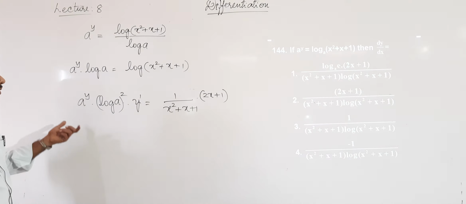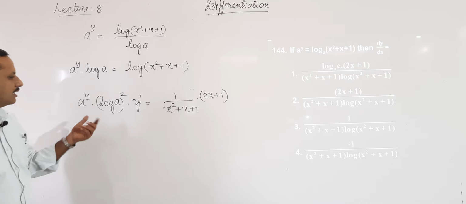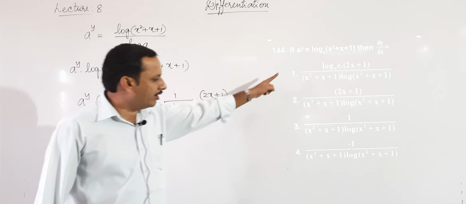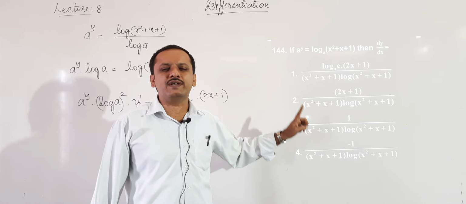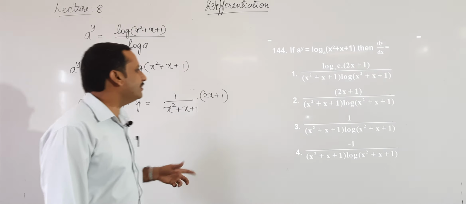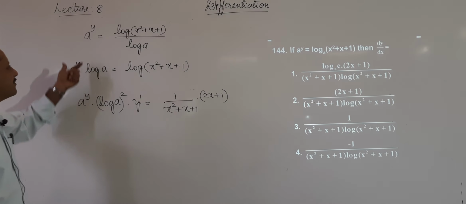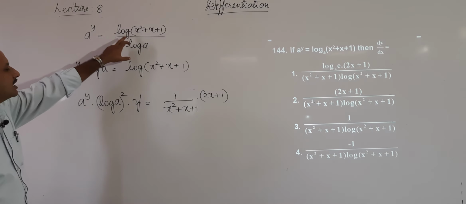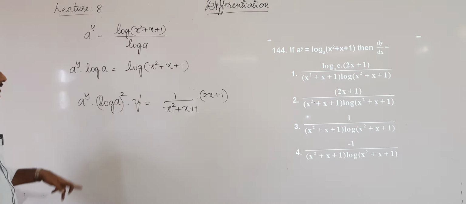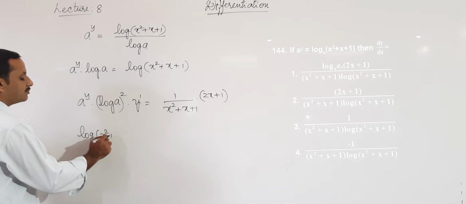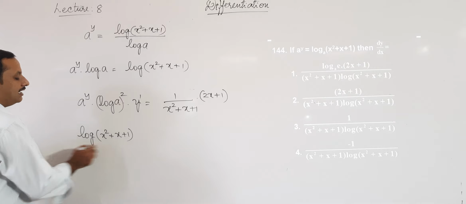Okay. Now, look at the options. If I take all of these to the RHS, we should get the answer, but look at all the options. Everything is in terms of x only. None of the options contain y, right? So, we have to eliminate y from this. I will replace a power y with this. A power y, I will write as log of x square plus x plus 1 by log a. Okay.